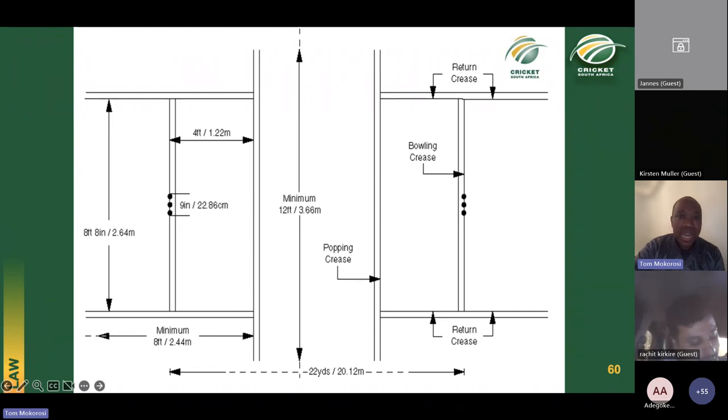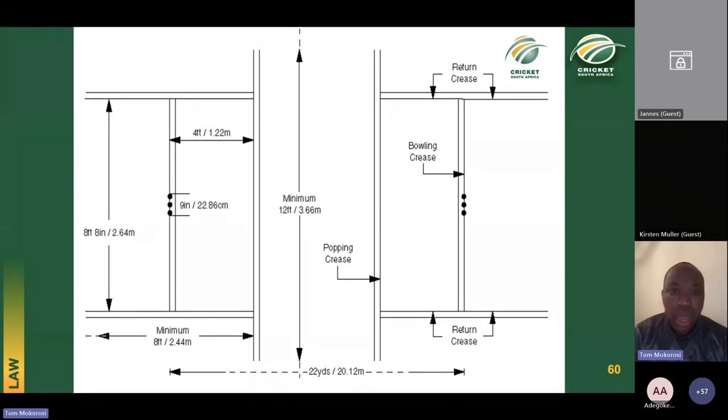And when we say behind the popping crease, we mean the back edge of the popping crease. That's why you see the arrows go from the back edge of the bowling crease to the back edge of the popping crease. That measurement is 1.22 meters. And then if you double that measurement, you get 2.44 meters. You will remember the length of the return creases. And quite important, it is a minimum length.